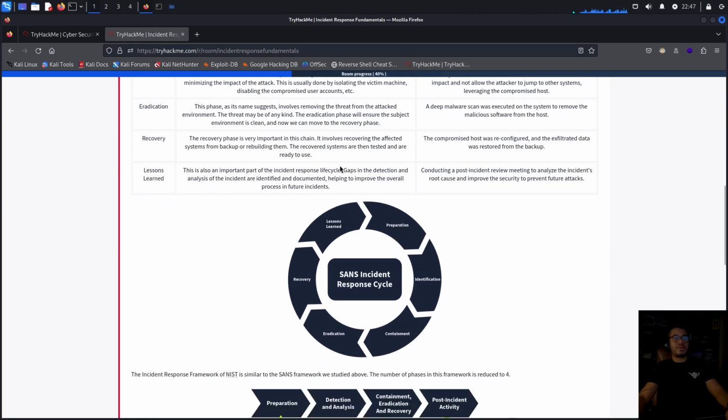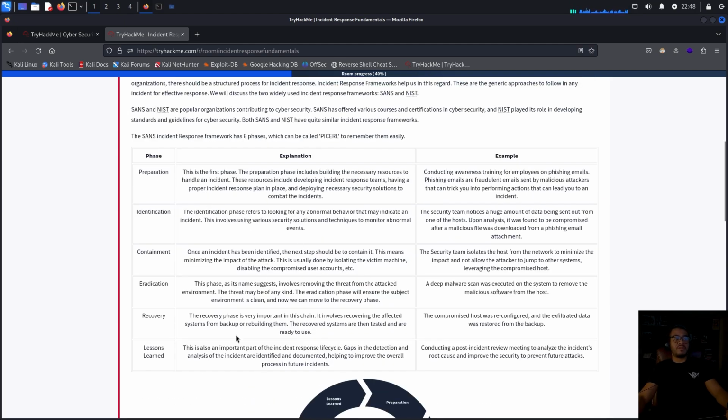Then comes recovery. The recovery phase is very important in this chain. It involves recovering the affected systems from backup or rebuilding them. The recovered systems are then tested and are ready to use. The compromised host was reconfigured, right? And the exfiltrated data was restored from the backup. That's good. Then lessons learned, right?